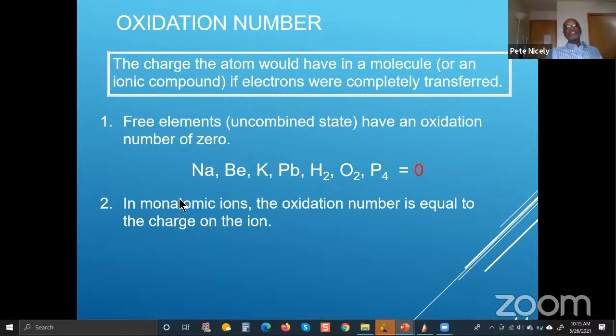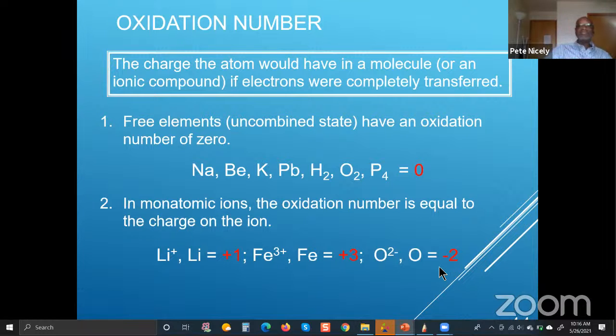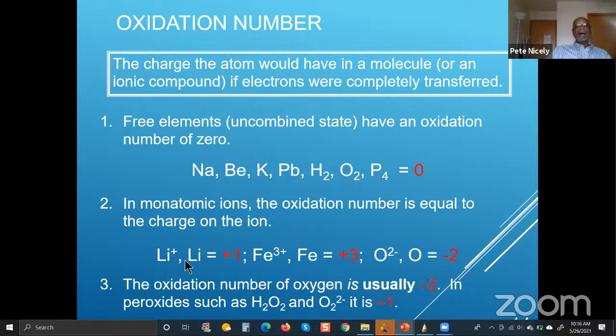Now, in the case of monatomic ions, the oxidation number will be equal to the charge that is present on the ion. So for example, in the case of the lithium ion, the oxidation number or the oxidation state is +1. In the case of iron 3+, the oxidation number is +3. And in the case of the oxide ion, the oxidation number is -2, all right? So that's basically how you determine the oxidation number of an element in a monatomic ion.